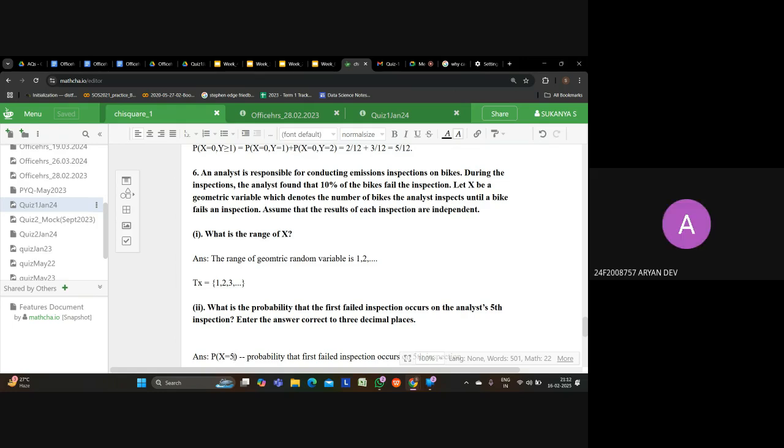5. And what is P here? P is the failed inspection probability, 0.1. Then you can solve. P into, like 0.1 into 1 minus P, which is 1 minus 0.1, the whole raised to K minus 1, that is 5 minus 1.